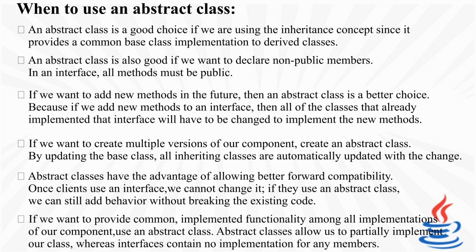Next point is if we want to create multiple versions of our component, create an abstract class. By updating the base class, all inheriting classes are automatically updated with the change. Next point is abstract classes have the advantage of allowing better forward compatibility. Once clients use an interface, we cannot change it. If they use an abstract class, we can still add behavior without breaking the existing code.